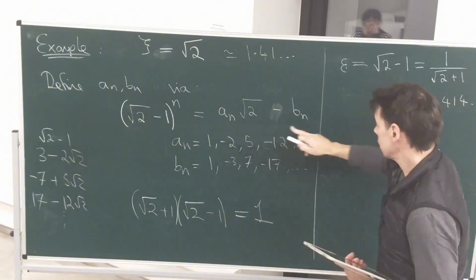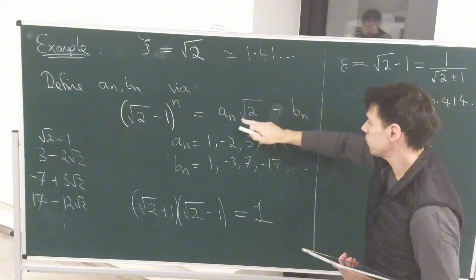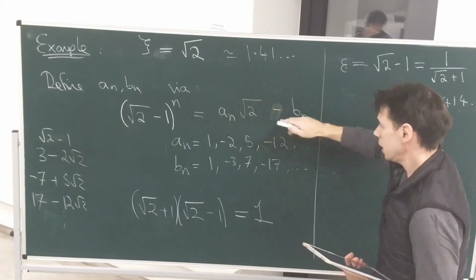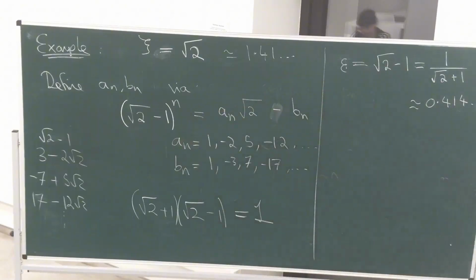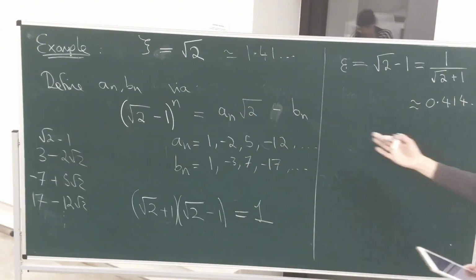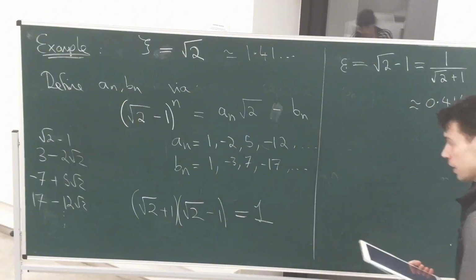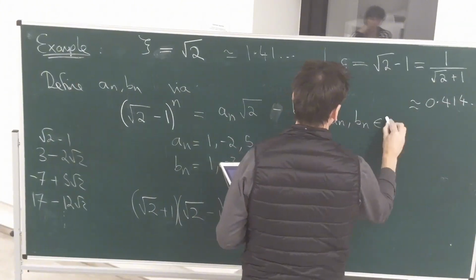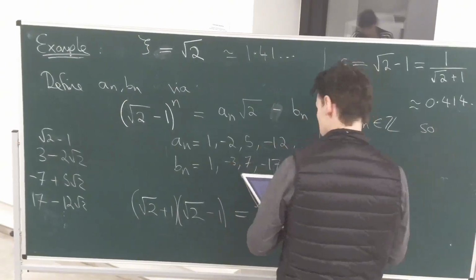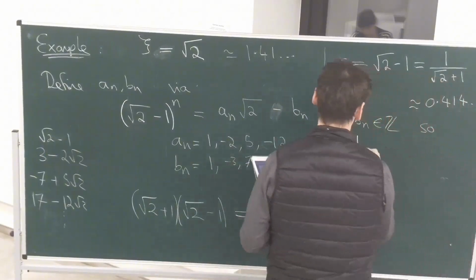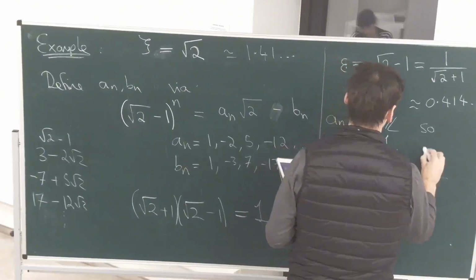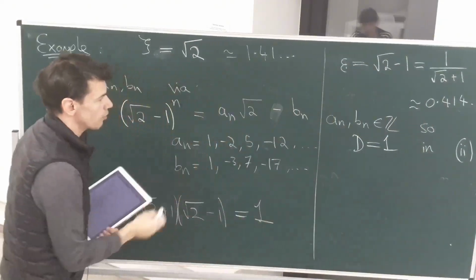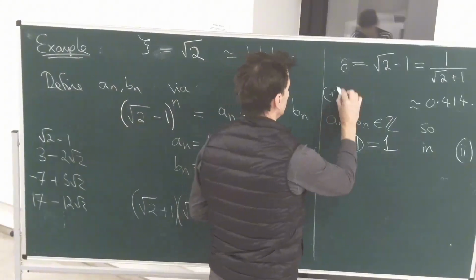And so this is what's called a linear form in 1 and square root of 2. It's a linear combination of 1 and square root of 2 that is going to 0 very, very fast, exponentially fast. So it gives us approximations to square root of 2. Now, an and bn are integers in this case, and so the denominator in the criterion is just 1. So that was part 2, where we had a denominator of our approximation. So this was part 1 of the criterion.